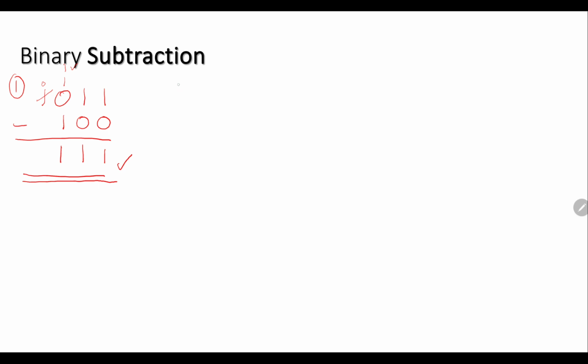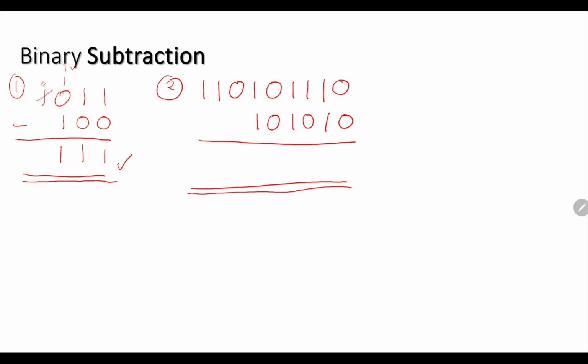Okay. Let's take another example. 1 1 0 1 0 1 1 1 0 minus 1 0 1 0 1 0. So for this subtraction operation, 0 minus 0 is 0, 1 minus 1 is 0, 1 minus 0 is 1, 1 minus 1 is 0, 0 minus 0 is 0, 1 minus 1, 0, so 0, 1, 1. So you get 1, 1, 0, 0, 0, 0, 1, 0, 0 for this operation.